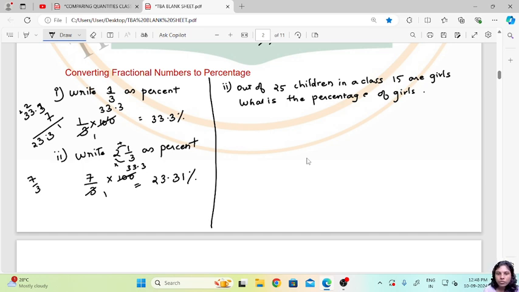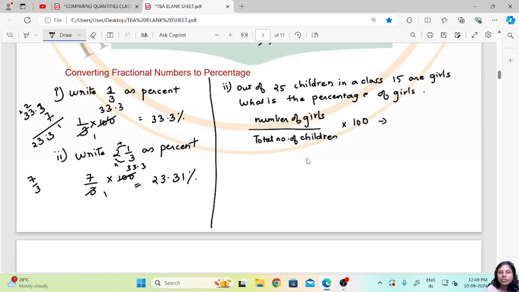Okay. Now look at this problem here. Out of 25 children in a class, 15 of them are girls. What is the percentage of girls? Okay. So what we can say is that here we have to find what percentage of girls. So we will start by saying number of girls upon total number of children, into 100, because we have to find in percentage, so we multiply it by 100.